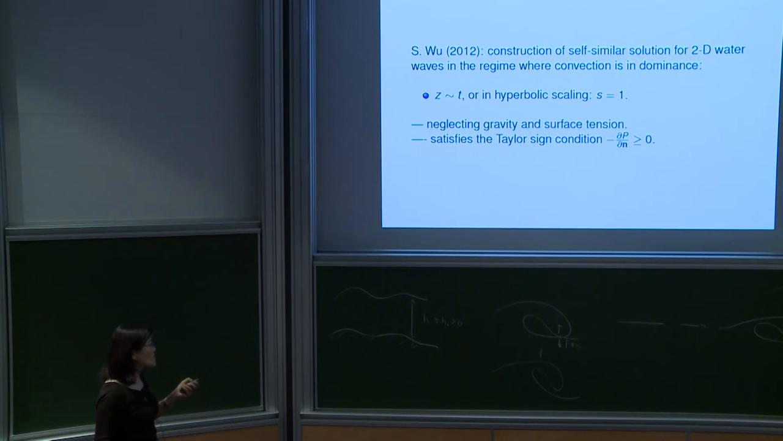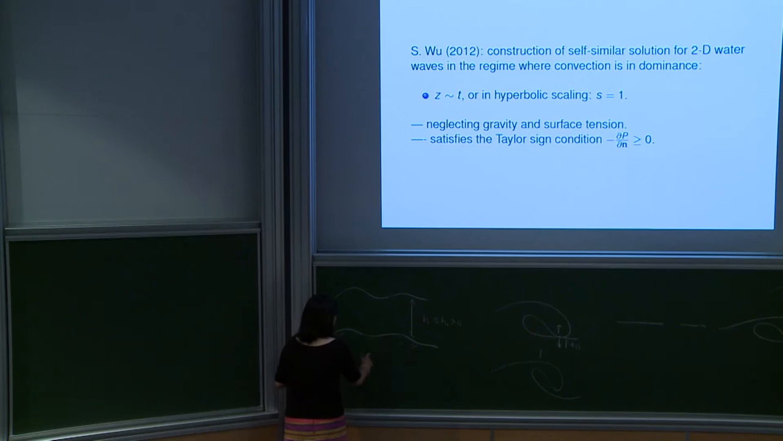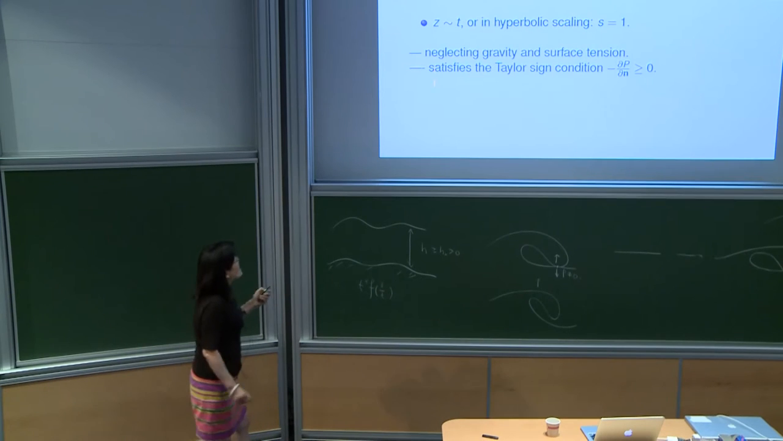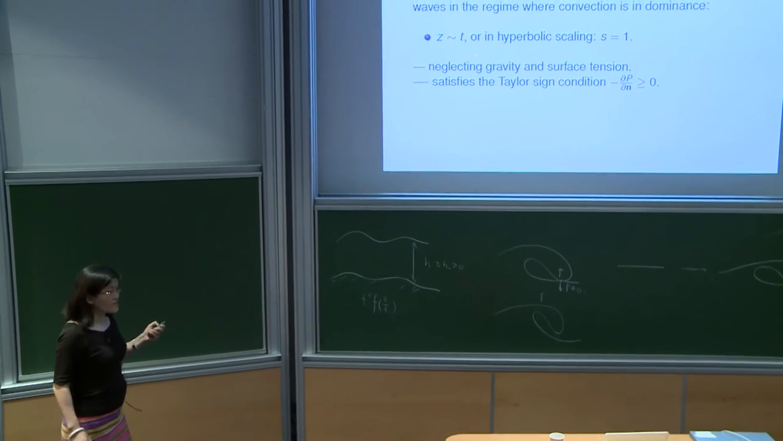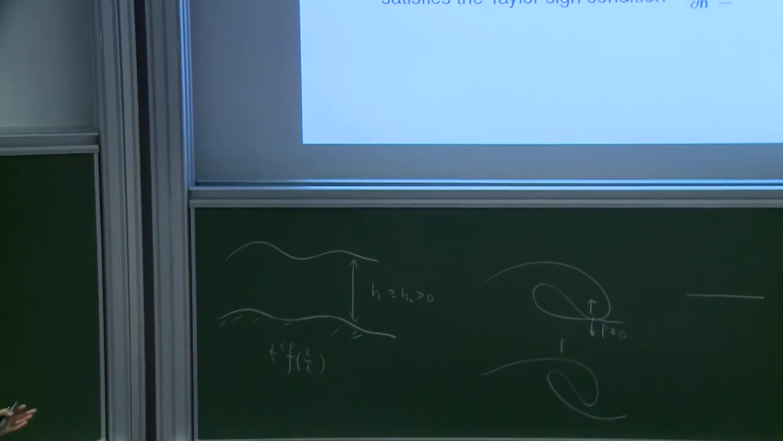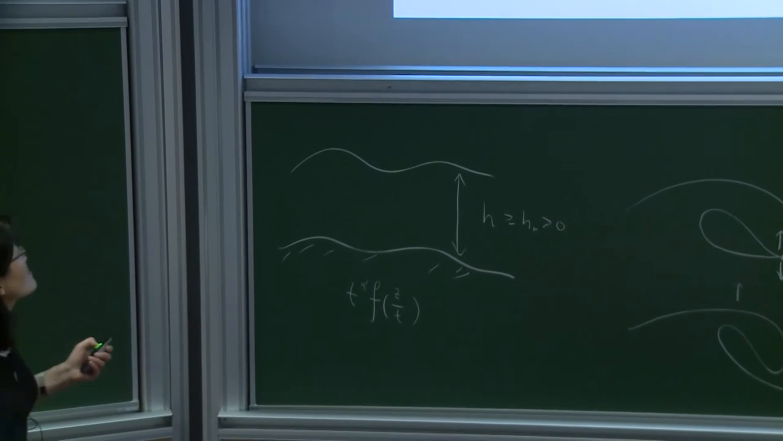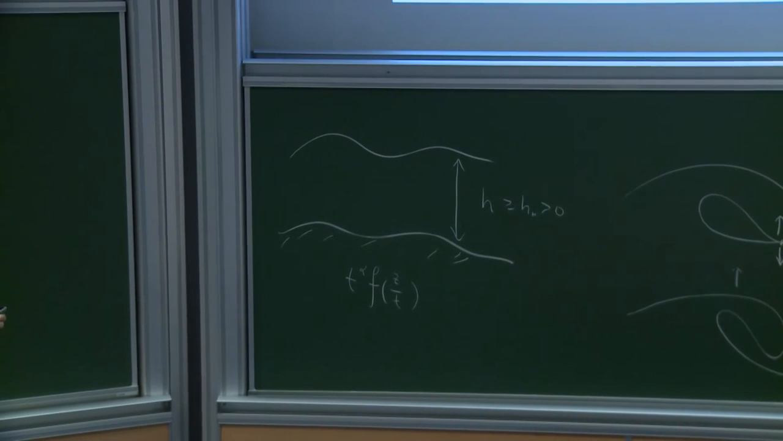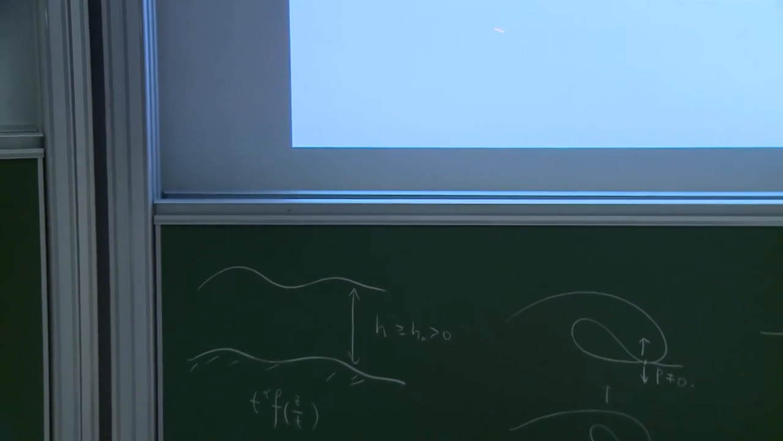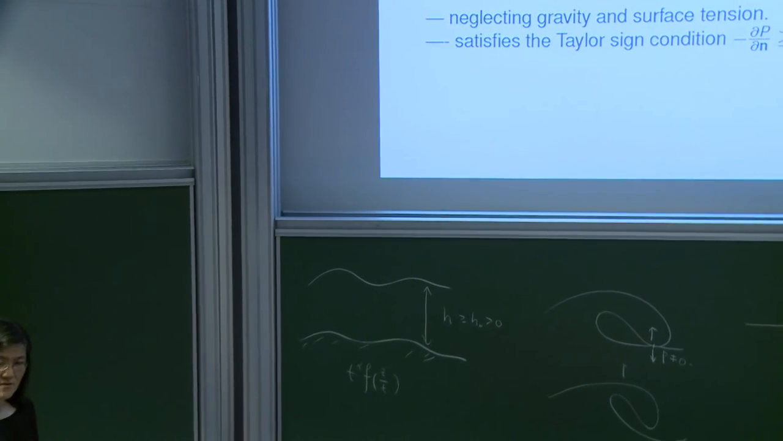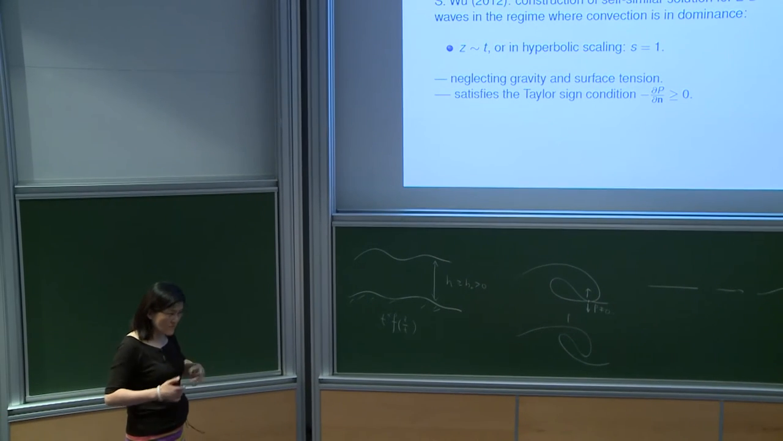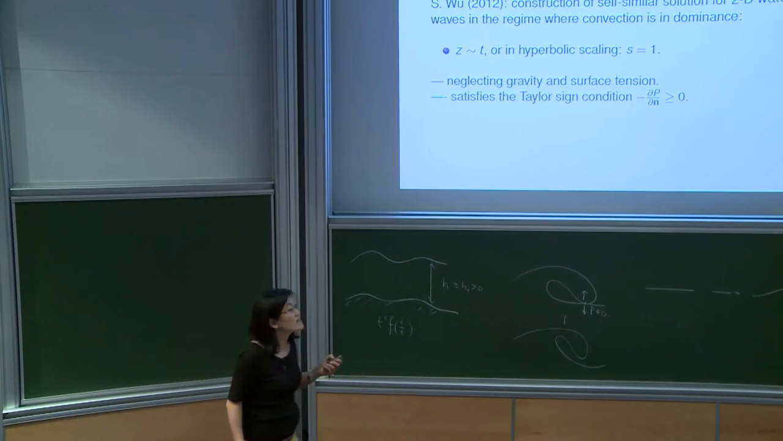In other words, you plug in an ansatz that looks like t to some alpha f of x over t, something like this. If you use this ansatz, you have to ignore gravity, right? Because gravity scales differently. Time scale is x over t squared, right? So gravity is scaled differently. So we neglect gravity and surface tension. Surface tension also has a different scaling. But still, we need to assume the Taylor sign condition holds, right? Because we know the Taylor sign condition is a stability condition. So in order to see the wave, this has to be true. Otherwise, we won't see the wave.